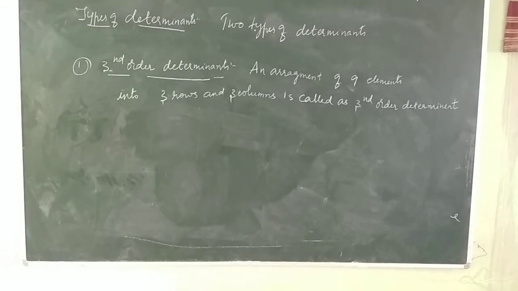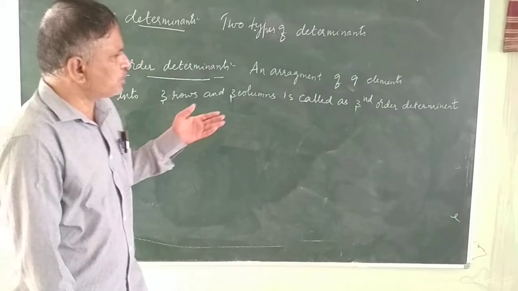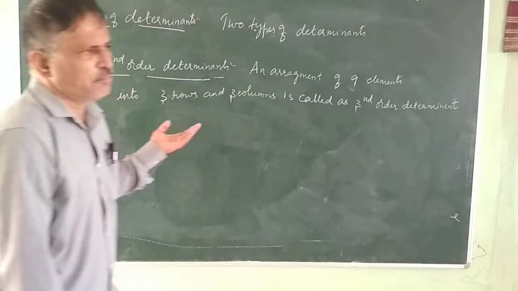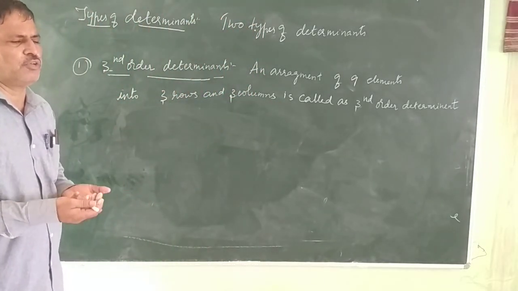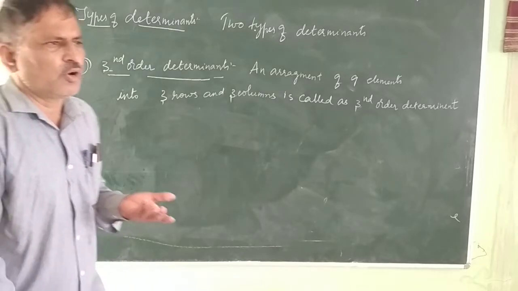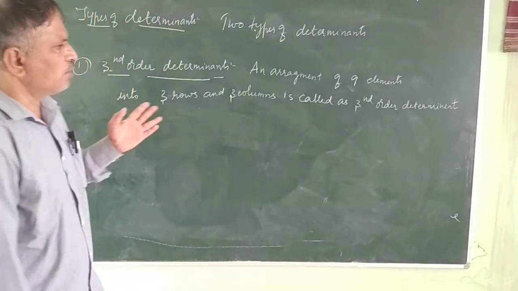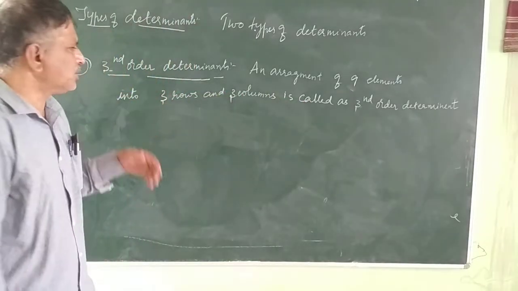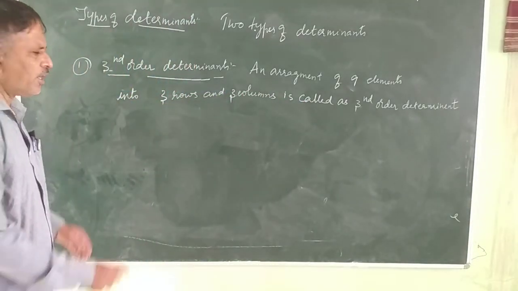Next one is the third order determinant. Third order determinant means what? An arrangement of 9 elements. How do you arrange? You have to arrange in equal rows and columns. What is the best way? You can arrange that into 3 rows and 3 columns. So an arrangement of 9 elements into 3 rows and 3 columns is called a third order determinant.